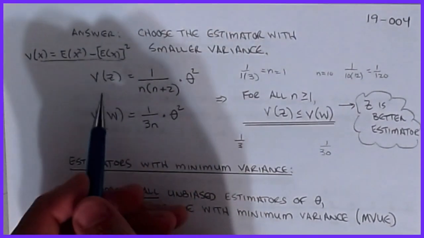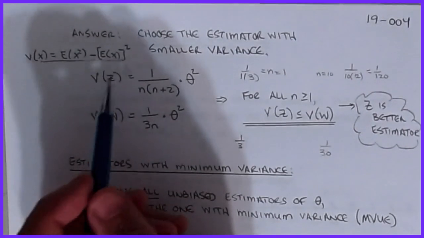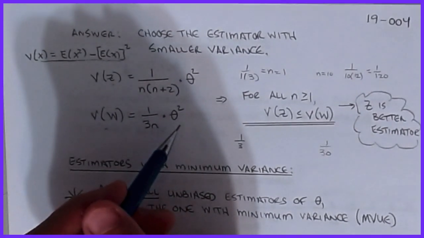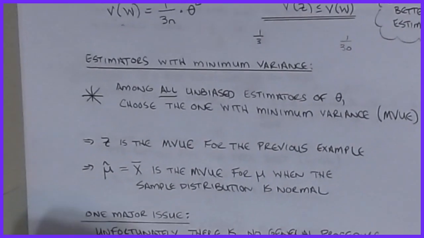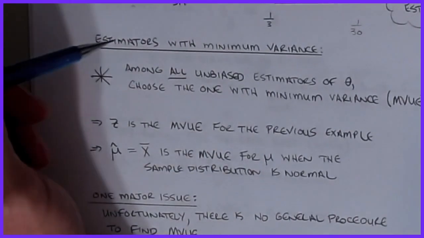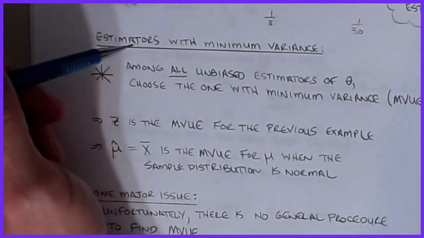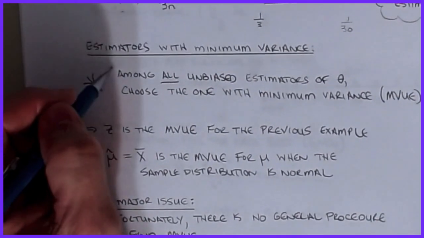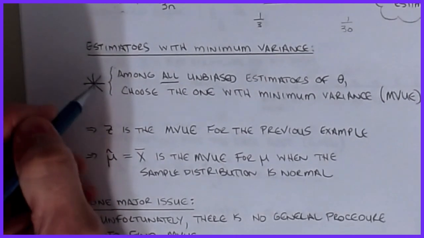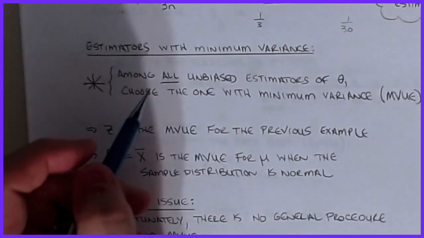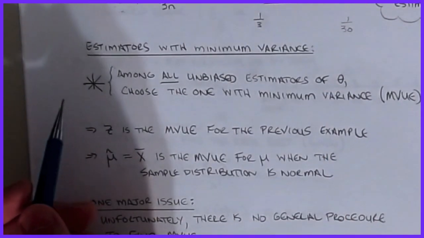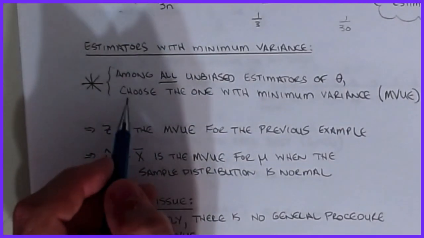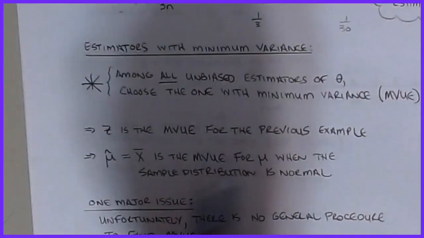At n equals 1 exactly, meaning you're only taking one data point, they basically behave the same way, but for larger n, Z is a better estimator. The premise here is that what we're after is estimators with minimum variance. This is the heart of what we're trying to do, and that's why I have a star next to this: among all unbiased estimators of my population statistic, which we're calling theta, we want to choose the one with the minimum variance.